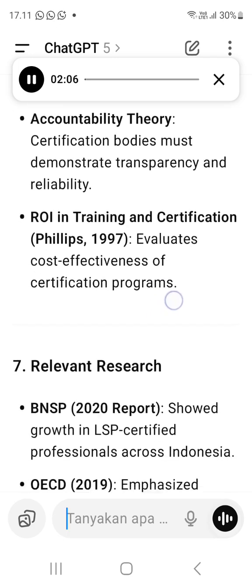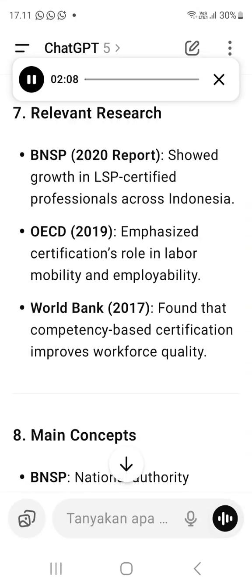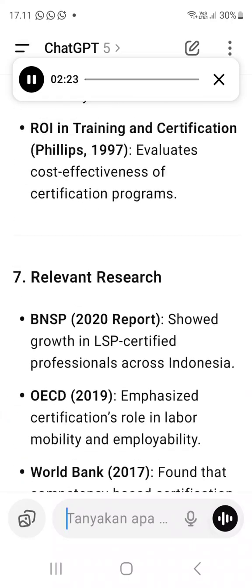7. Relevant research. BNSP 2020 report showed growth in LSP certified professionals across Indonesia. OECD emphasized certification's role in labor mobility and employability. World Bank 2017 found that competency-based certification improves workforce quality.